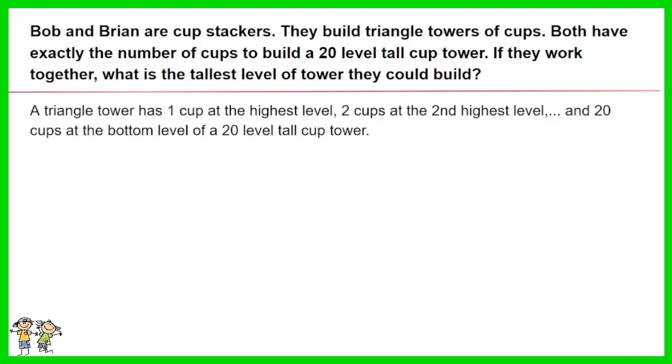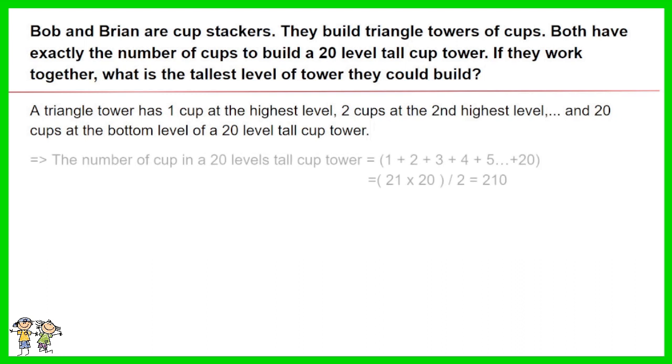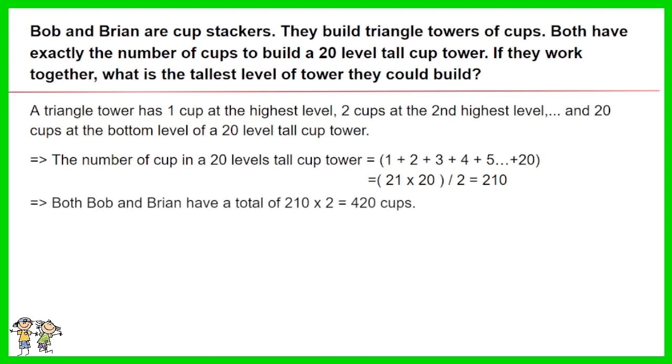A triangle tower has 1 cup at the highest level, 2 cups at the second highest level, and 20 cups at the bottom level of a 20-level tall cup tower. The number of cups in a 20 levels tall cup tower equals sum of 1 to 20, equals 21 times 20 divided by 2. The result is 210. Both Bob and Brian have a total of 210 times 2 equals 420 cups.